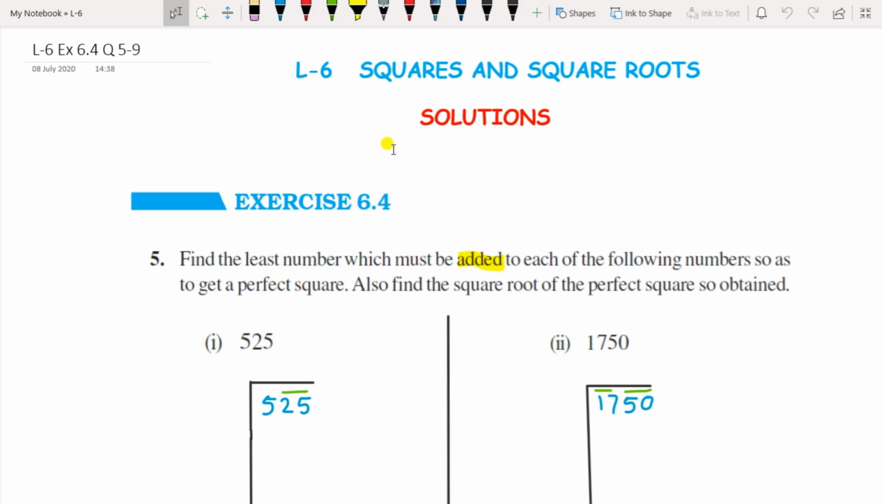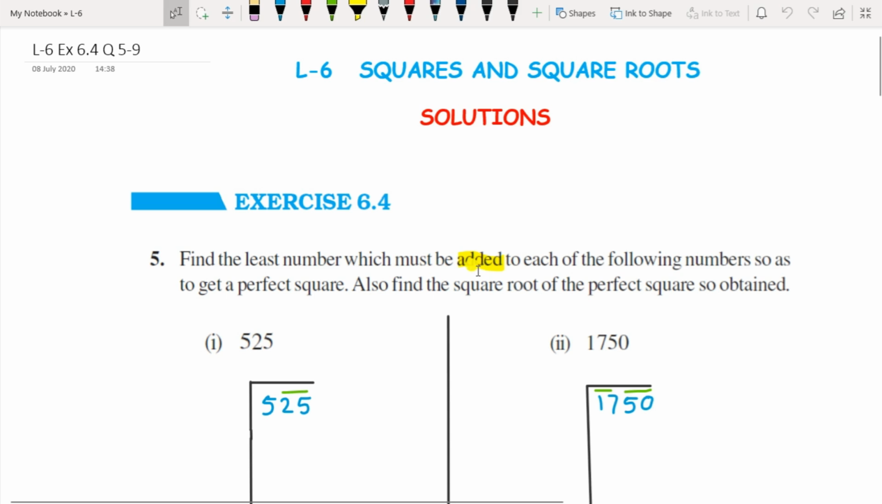Today we are going to see the solutions of exercise 6.4 for lesson 6, Squares and Square Roots. In the previous videos of lesson 6 we have seen how to find the squares of a number, how to find square roots by prime factorization and the long division method, how to multiply and divide by the least number to make a given number a perfect square, and how to subtract the least number from a given number to make it a perfect square. Now in this video we are going to see how to add the least number to the given number to make it a perfect square.